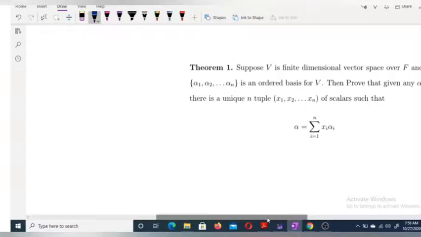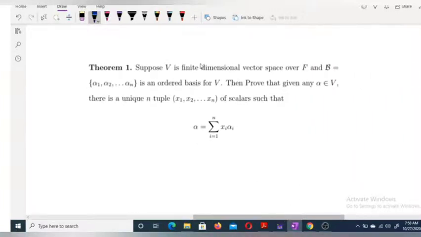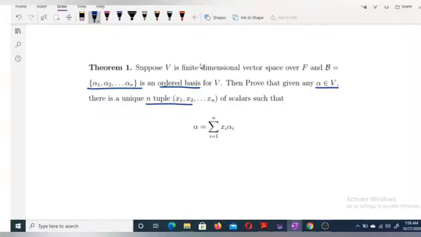Now we are going to prove one result. Actually, it is not a theorem. Suppose V is a finite dimensional vector space over F, and B equal to alpha 1, alpha 2, etc., alpha n is an ordered basis for V. Then we have to prove that given any alpha belongs to V, there is a unique n-tuple x1, x2, etc., xn of scalars such that alpha can be written like this. This representation is unique. So first we have to prove you can write alpha like this. Then we have to prove this representation is unique.